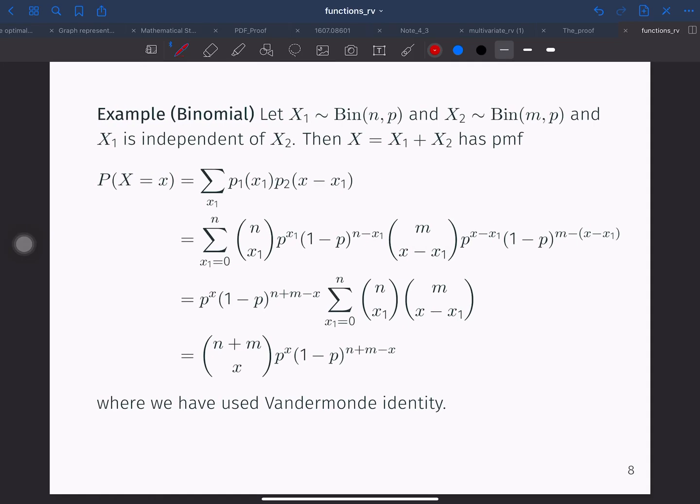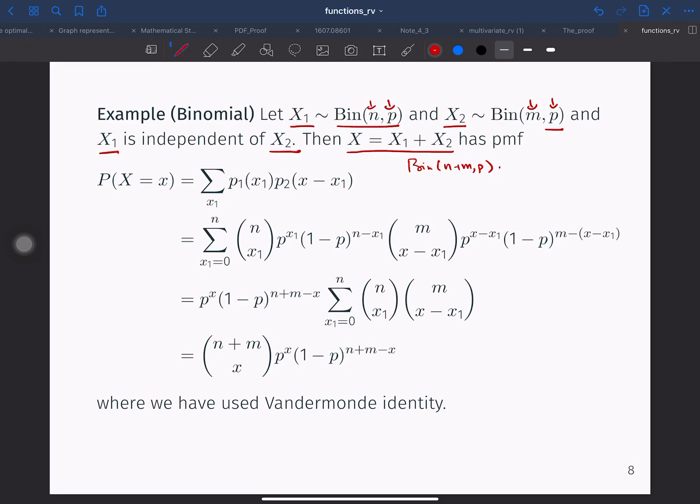So a simpler example perhaps is, suppose X1 is binomial, n trials, success probability p. X2 is m trials but with the same success probability p. And you have X1 is independent of X2. Then earlier we already know that X, which is X1 plus X2, is binomial, n plus m trials and success probability p.